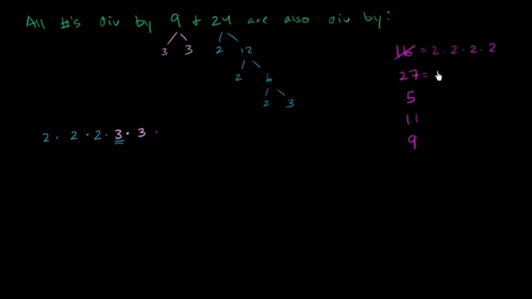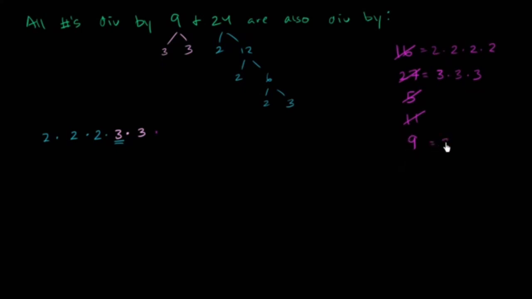27 is equal to 3 times 3 times 3. So you need 3 3's in the prime factorization. We don't have 3 3's. We only have 2 of them. So once again, cancel that out. 5 is a prime number. There are no 5's here. Rule that out. 11, once again, prime number. No 11's here. Rule that out.